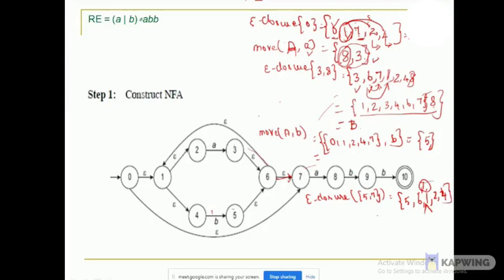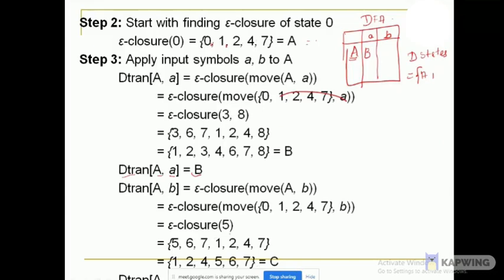So totally, you are having 1, 2, 4, 5, 6, 7. The previous state B is having 1, 2, 3, 4, 6, 7, 8. A is having 0, 1, 2, 4, 7. But we are having one more state 5 here. So this is a different combination. So let me give the state name as C. Okay. So 1, 2, 4, 5, 6, 7 is given the name C, and in this transition table we can write the transition from A on input symbol B is C, right?